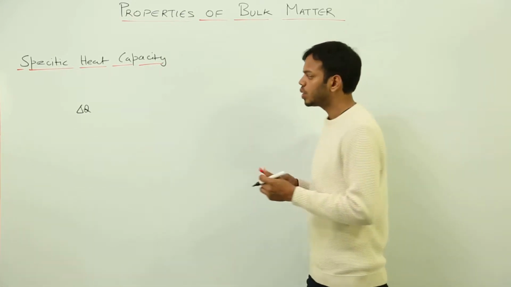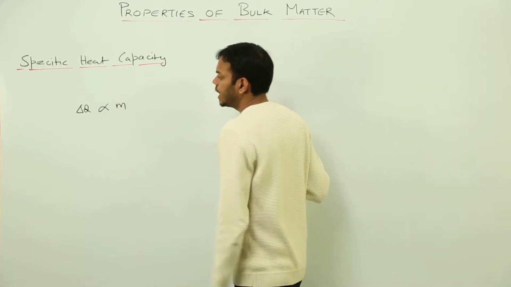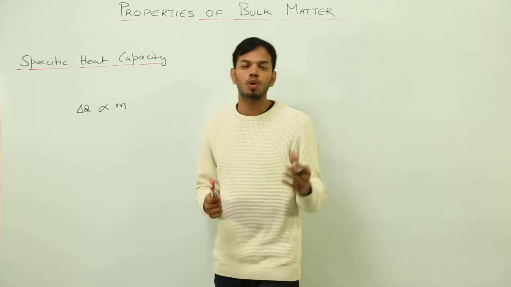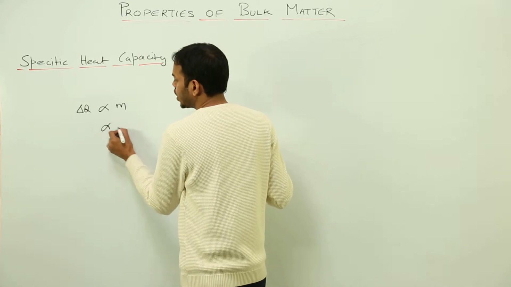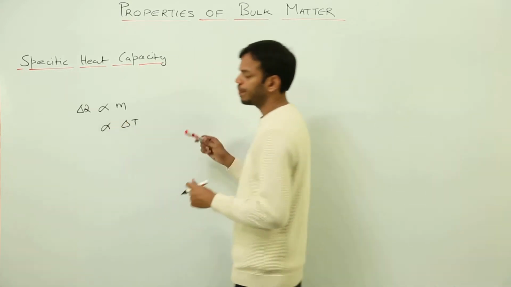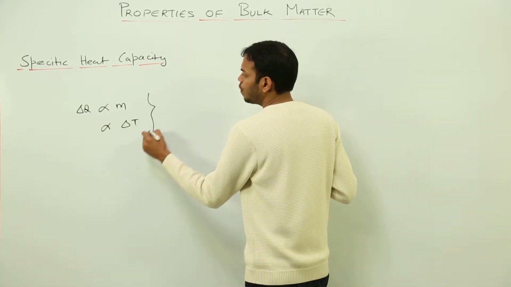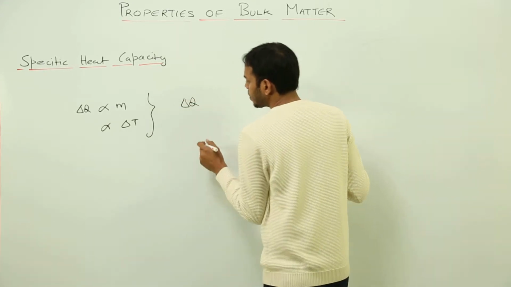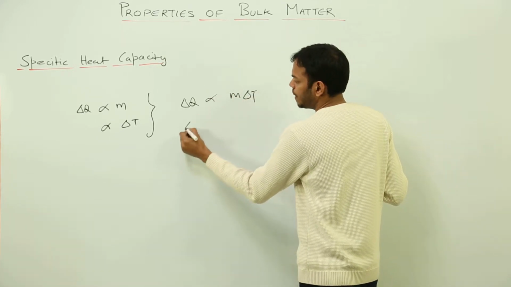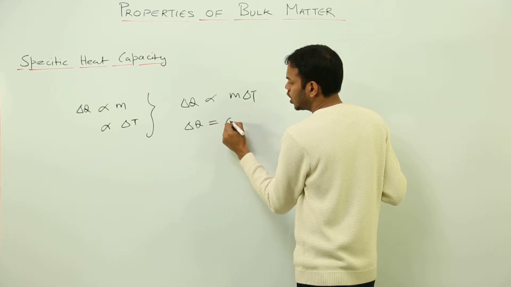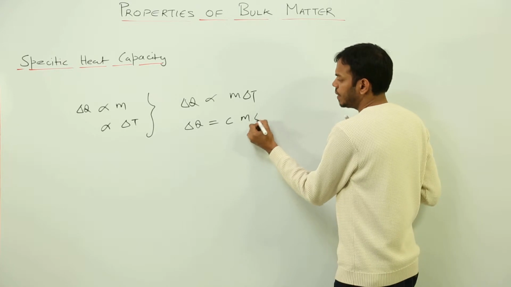Initially mass. So heat given to a body will initially be directly dependent on the mass of the body, because the more the mass, the more heat is going to be absorbed by the body. Secondly, heat given is also directly proportional to change in temperature of the body. You supply more heat, it will undergo more change in temperature. Combining these two factors, the heat is proportional to m delta T. So we place a constant of proportionality called C, which is called specific heat capacity, C times m delta T.